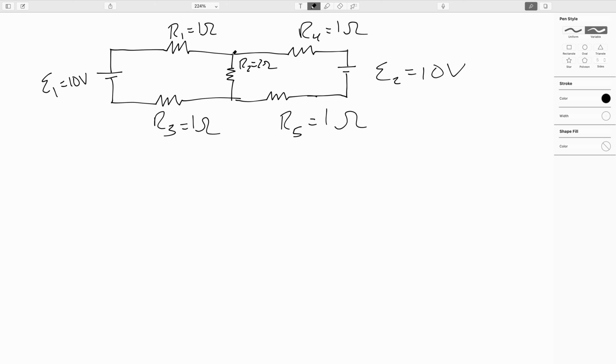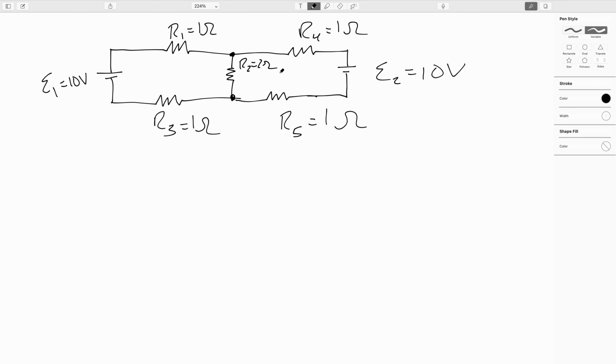So let's go ahead and assign our currents. Now currents can change whenever you hit a node. So in this branch right here, there are no nodes. If I were to run my finger through, there's no junctions here. So no nodes. And looking at this, you can tell that this is going to be going clockwise and this is going to be going counterclockwise.